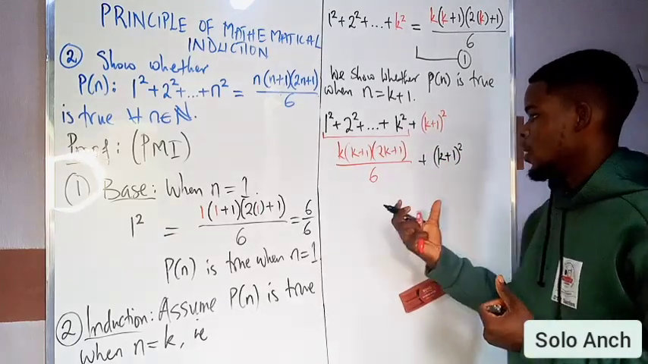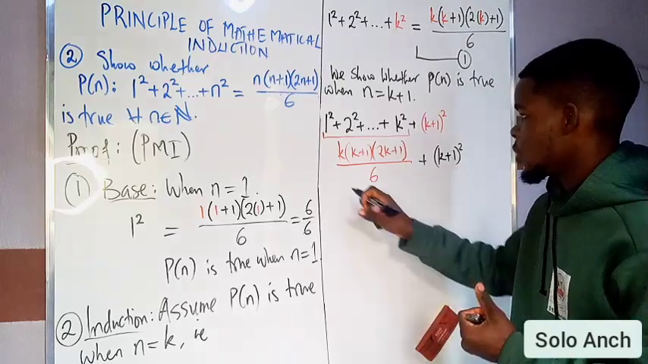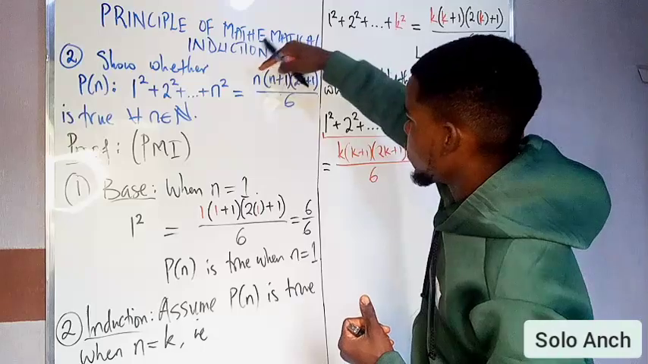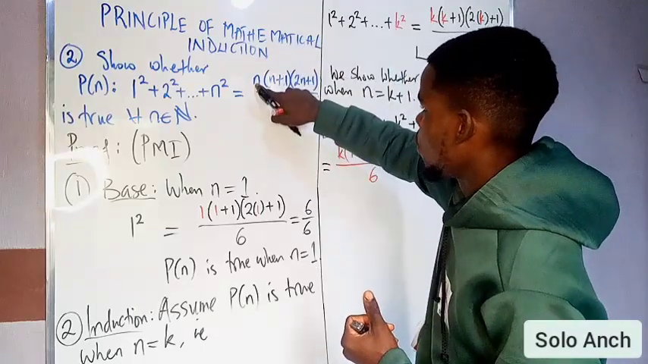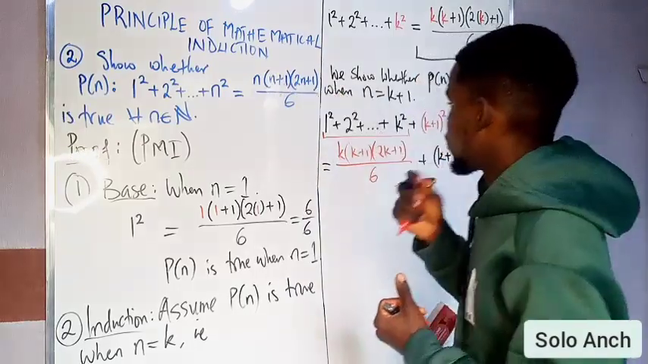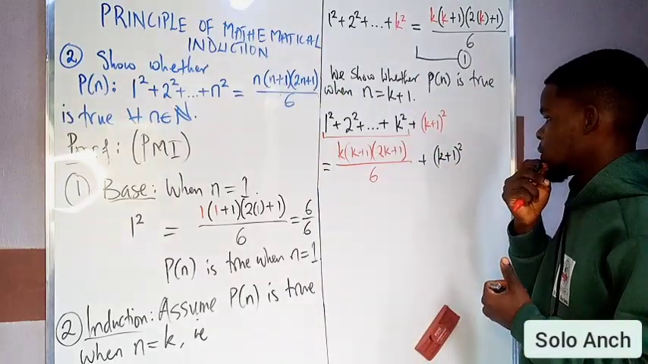Good. Now, the next thing will be to try to simplify this till we get something of this form, where each of these will be replaced by k plus 1. In other words, we're going to get k plus 1 here, k plus 1 here, then 2 into k plus 1 plus 1. So how can we get that out?